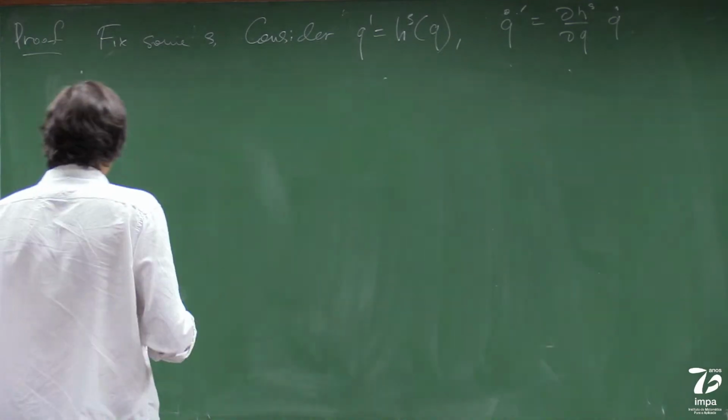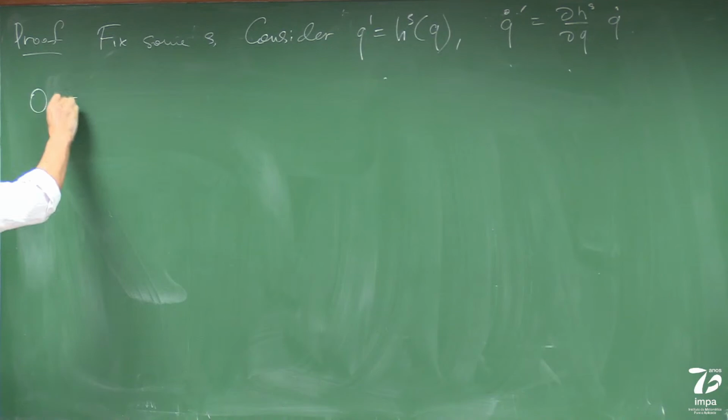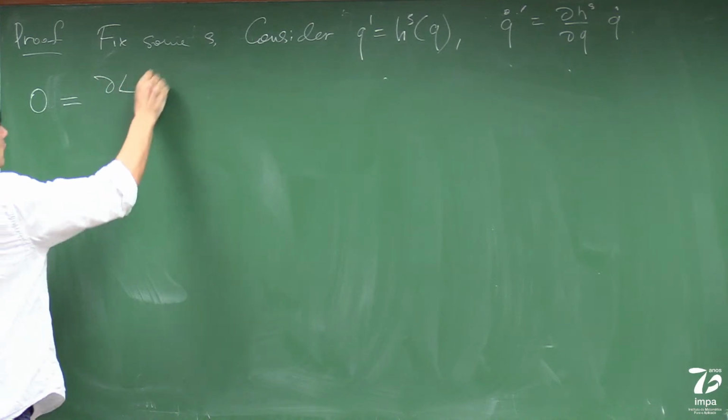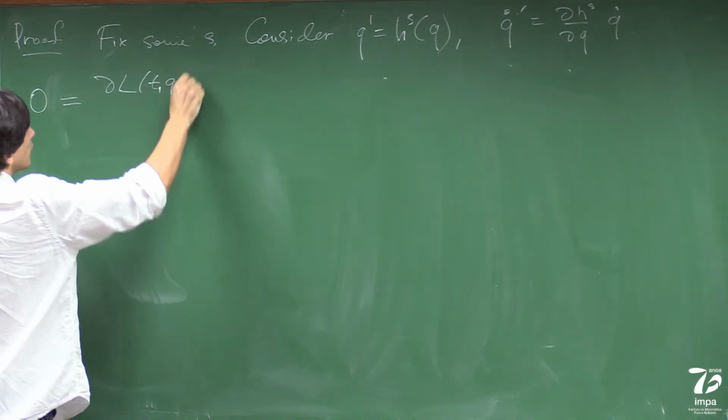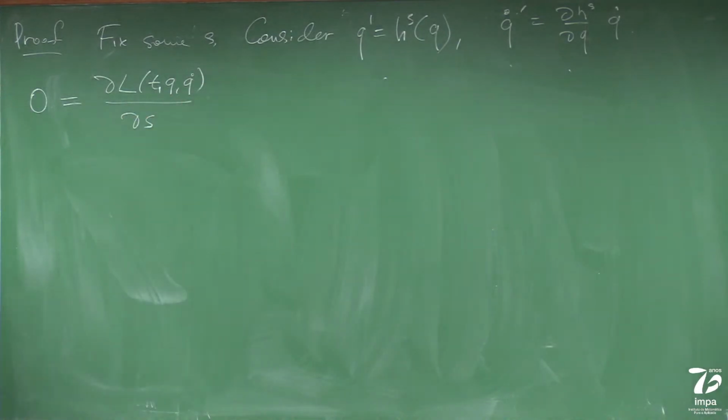Okay, let's try to go from end to the beginning. So 0. If you take the Lagrangian function and differentiate it with respect to S, it's certainly 0 because it doesn't depend on S.